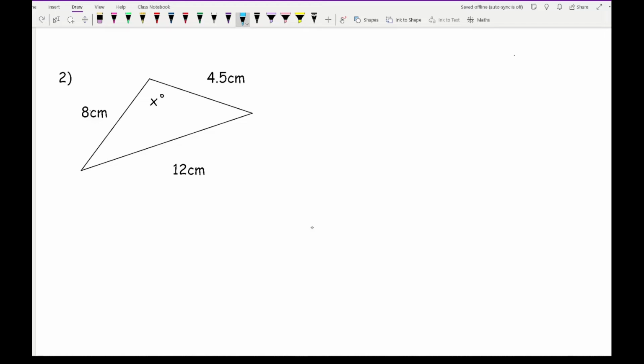So x here is an angle, so I'm going to call that capital A, which means the 12 is going to be lowercase a, and I'm going to label the other two sides as b and c. So a equals 12, b equals 4.5, c equals 8, and capital A equals x. So here I've got three sides and one angle. So therefore it's going to be the cosine rule.